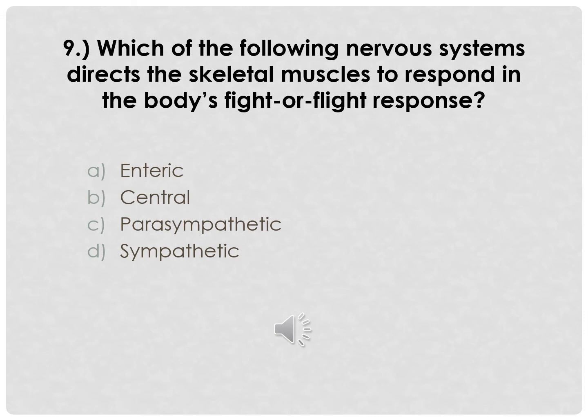The sympathetic nervous system, letter D, is the nervous system responsible for the body's fight or flight response. Both the parasympathetic and sympathetic nervous systems are part of the autonomic nervous system, but they have opposite effects. The parasympathetic nervous system slows the body down, and it's called rest and digest, and the sympathetic nervous system speeds the body up, and therefore it's called fight or flight.